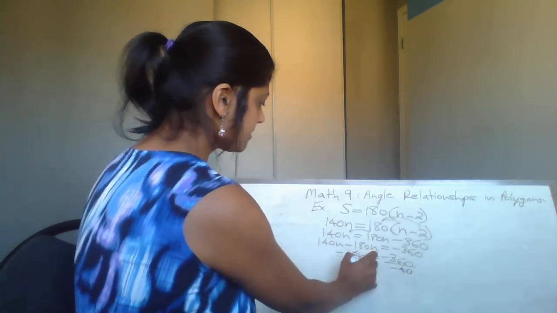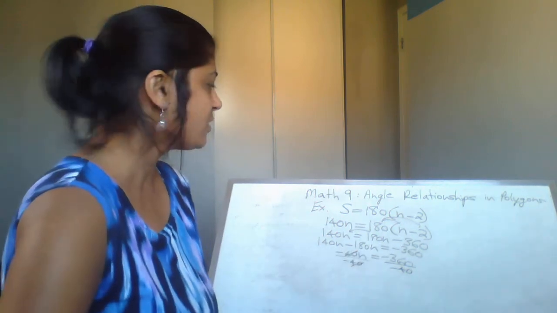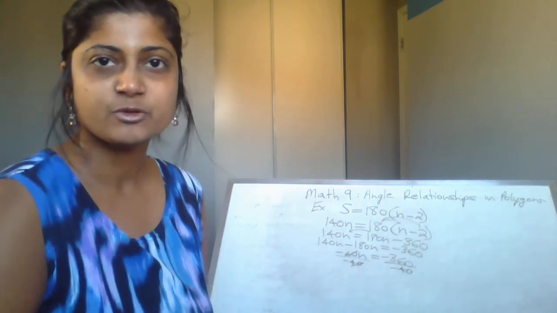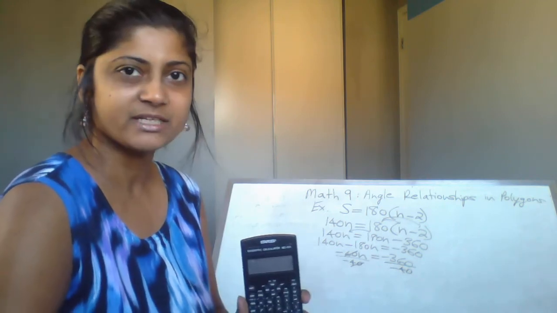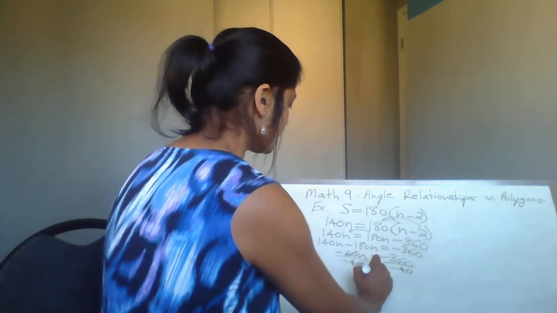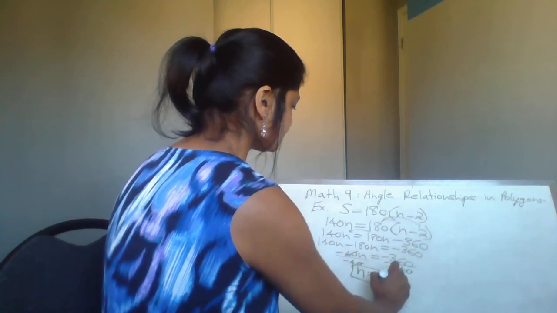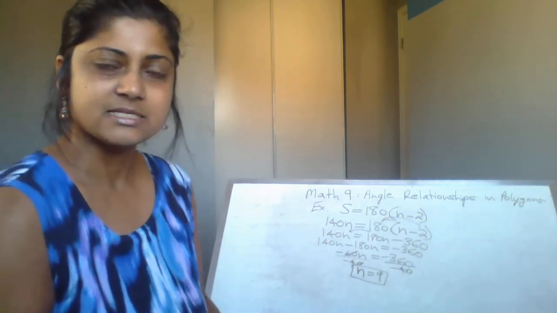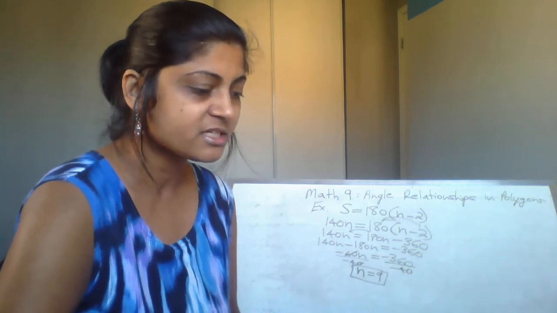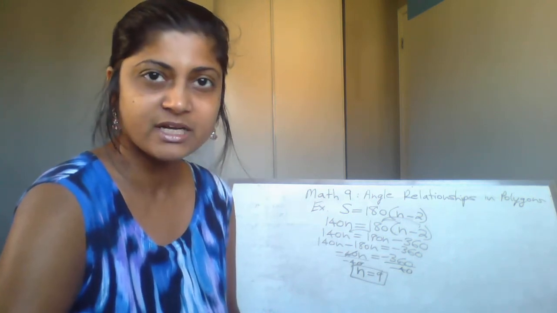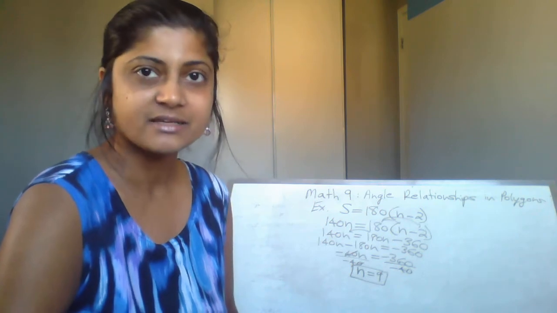Okay, and this negative 40 is canceling out. So what you're putting in your calculator is negative 360 divided by negative 40, and what we're getting is 9. So n is equal to 9. Make sure you're putting a concluding sentence here. So a polygon with interior angles of 140 degrees has 9 sides.